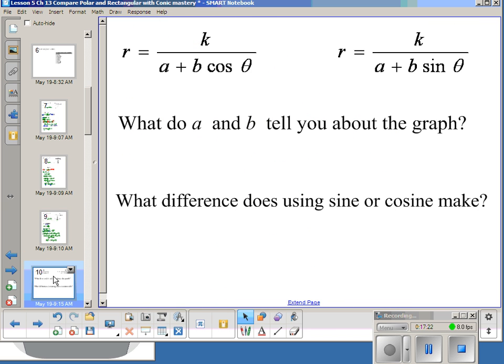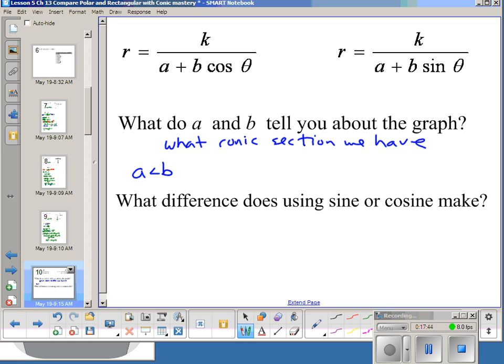So really quickly, what do A and B tell us about the graph? If we have this general form, they tell us what conic section we have. If A is less than B, we have our hyperbola. That was the first case. We had 1 plus 2 cosine theta. If A is greater than B, then we got the ellipse. And I think if A equals B, we get the parabola.